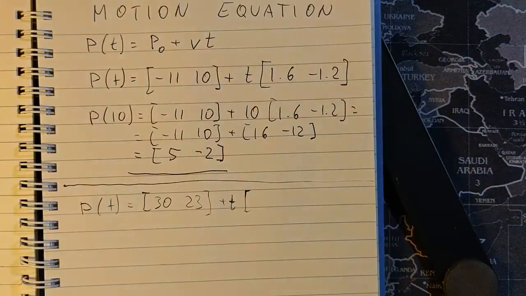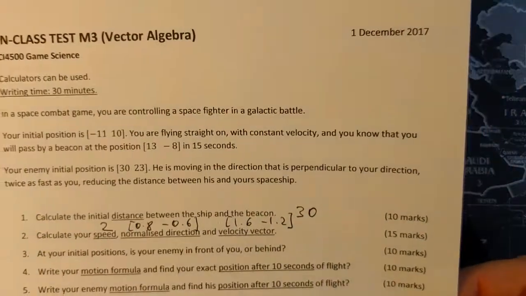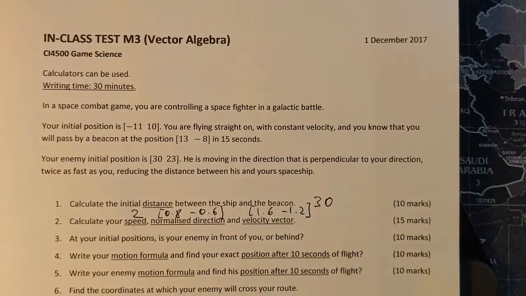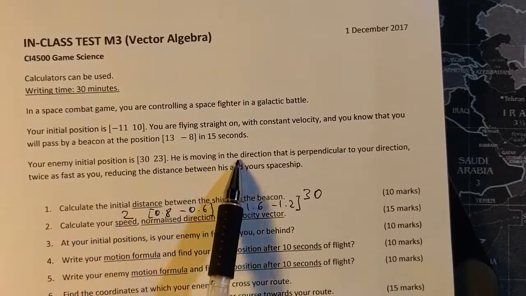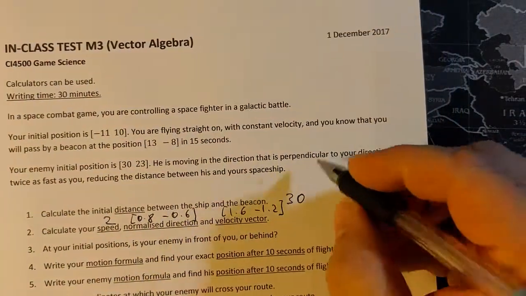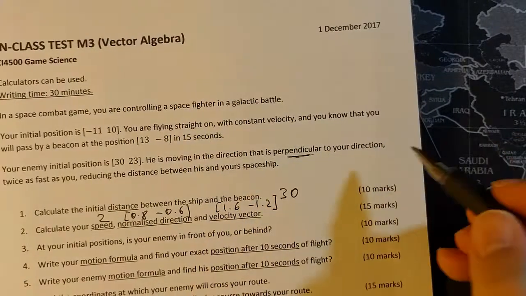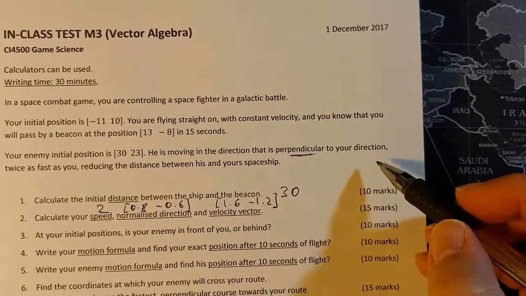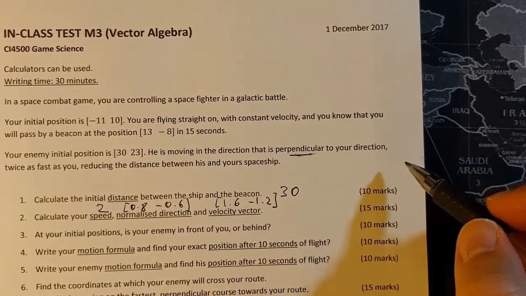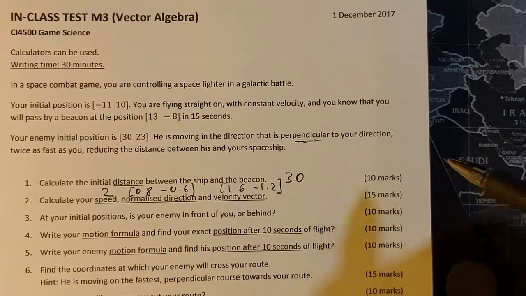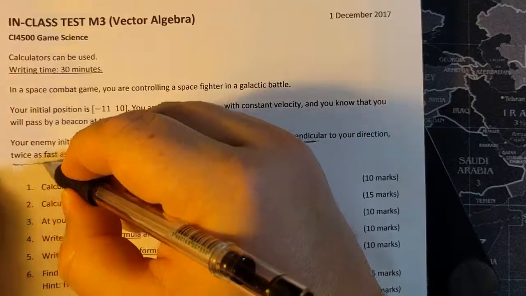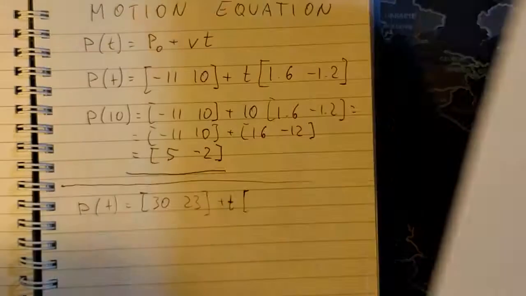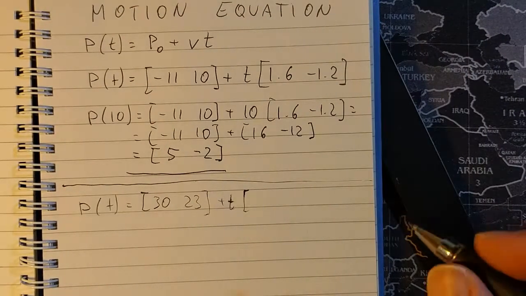What is the enemy velocity? To find it out, let's have a careful read of the text of the question. Your enemy initial position, he is moving in the direction that is perpendicular to your direction. If this is perpendicular to your direction, this is also perpendicular to your velocity, and twice as fast as you. So what kind of velocity could it be?